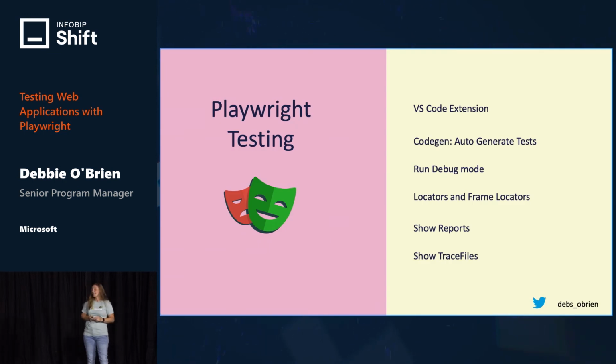So Playwright testing, basically you've got a VS Code extension. I showed you the Codegen, so auto-generate your tests. Just make sure you then go over it and improve those tests with first assertions. You can run your tests in debug mode. You have locators and frame locators. You saw how we tested the iframe as well, just very easy. You've got reports to see what's going on in your test at all stages. And you've got the trace file, so you can open that trace and, like a timeline, go through every aspect of what's going on in that test at all times.